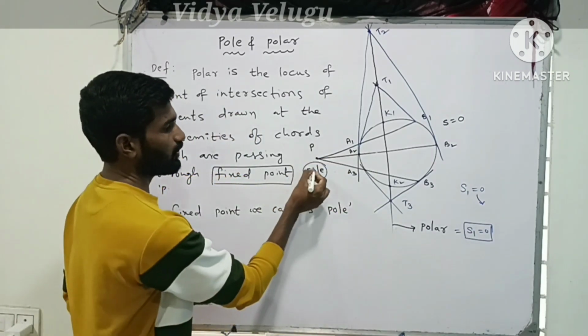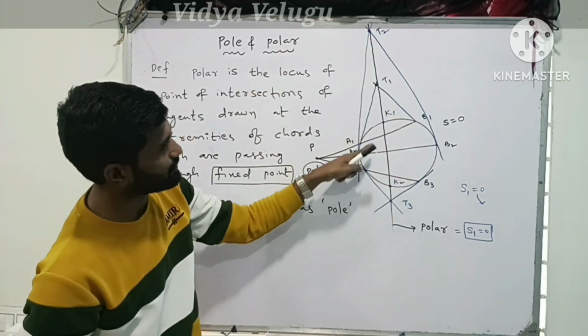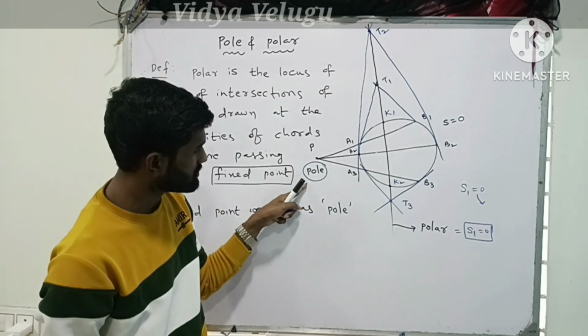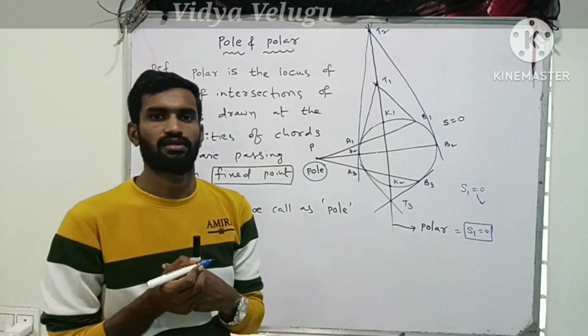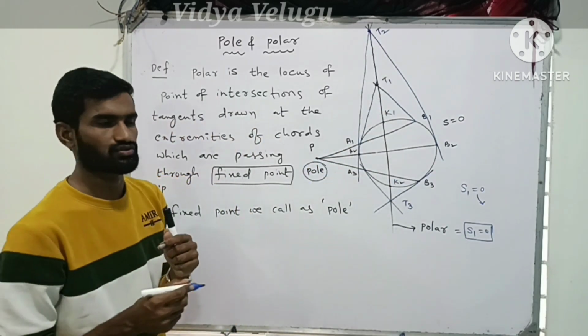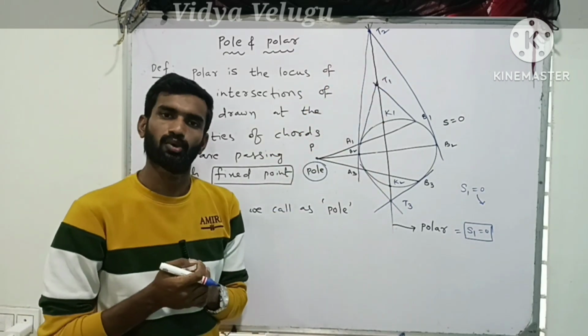If I take the pole outside, this polar intersects our circle at two distinct points. Otherwise, we can say that if the pole is outside, the polar is inside. Pole is outside, polar is inside. So this is case 1. If I take the pole outside, in this way we get the polar, right?